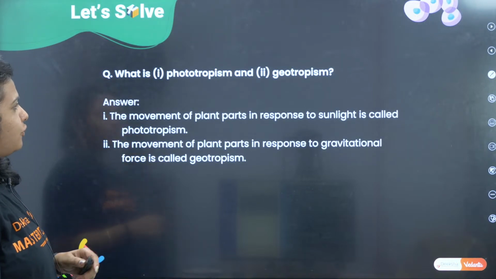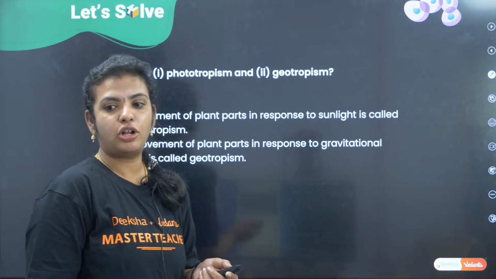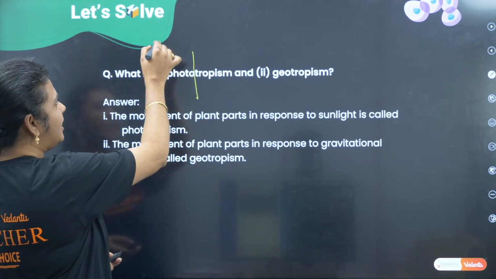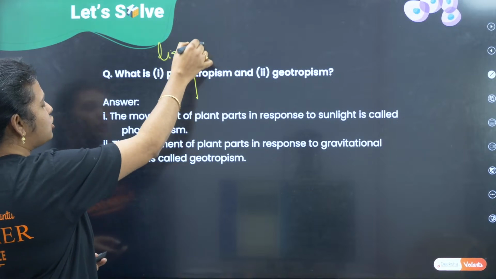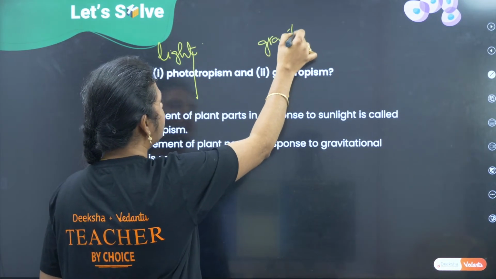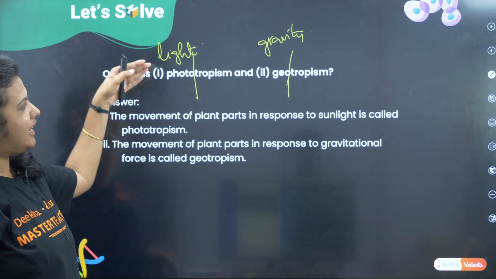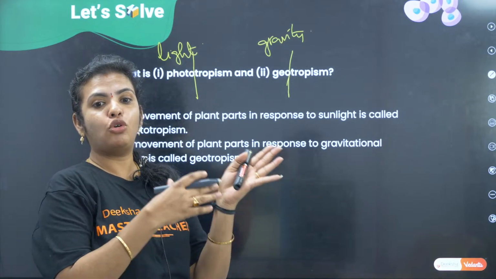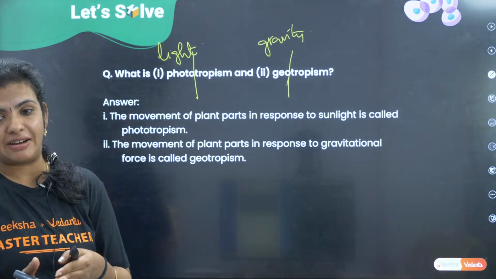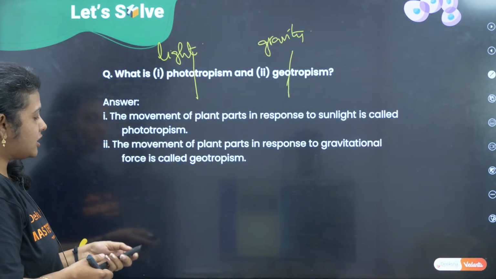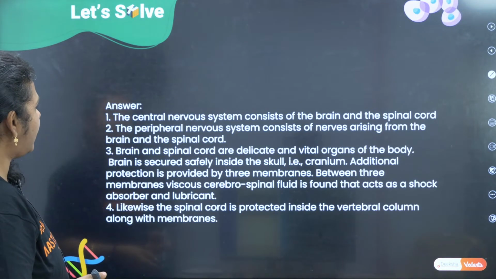So next question, what is phototropism and geotropism? We already discussed phototropism and geotropism. Photo means light, response to light. Geo is response to gravity. So the movement of the plant in response to the sunlight, we call it phototropism. The movement of the plant in response to gravity is called geotropism. We also discussed hydrotropism, correct?